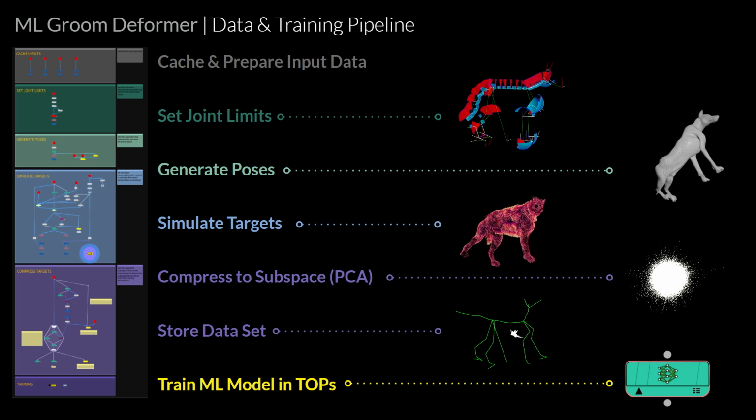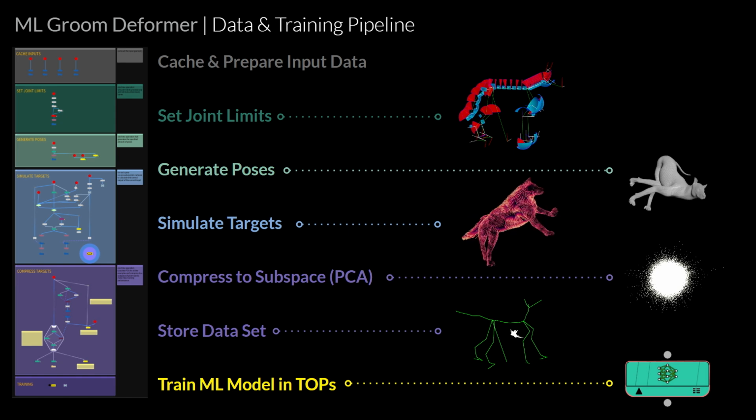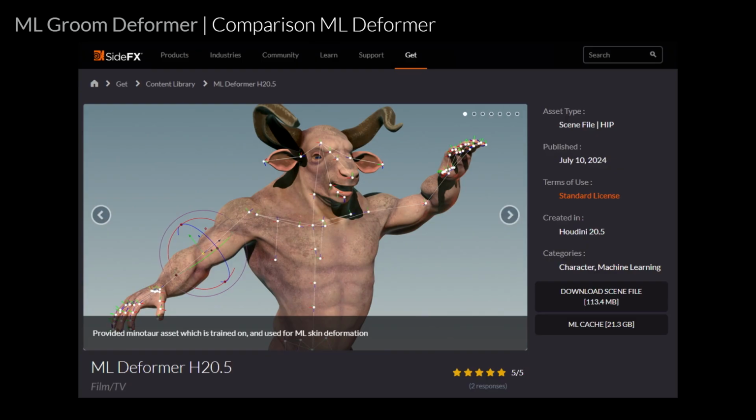You can then compress this again using PCA into a subspace. You store this in a data set as machine learning examples, and then you can do the training in TOPs using some new nodes. The whole thing is very much based on the machine learning muscle deformer that was released on the content library with 20.5.